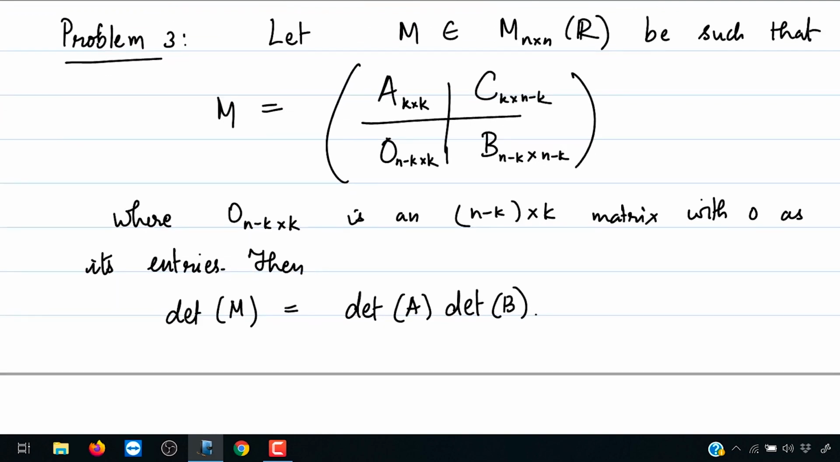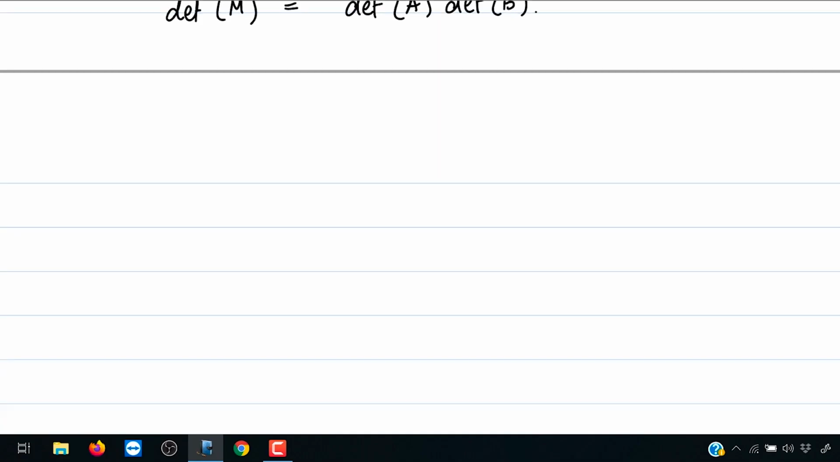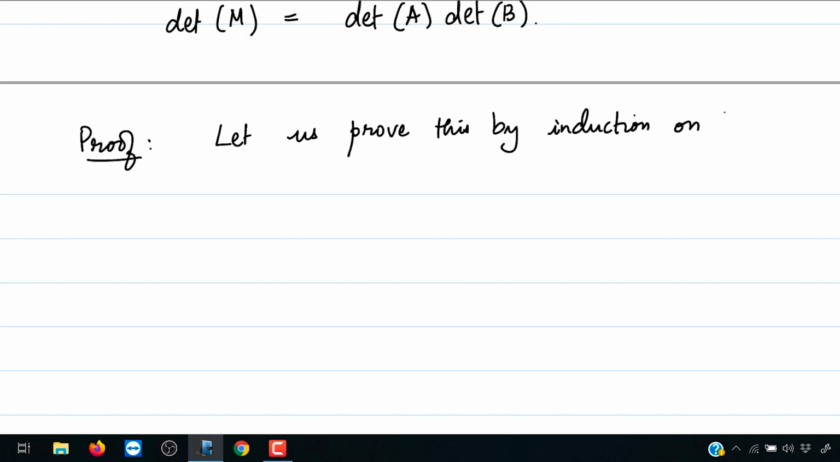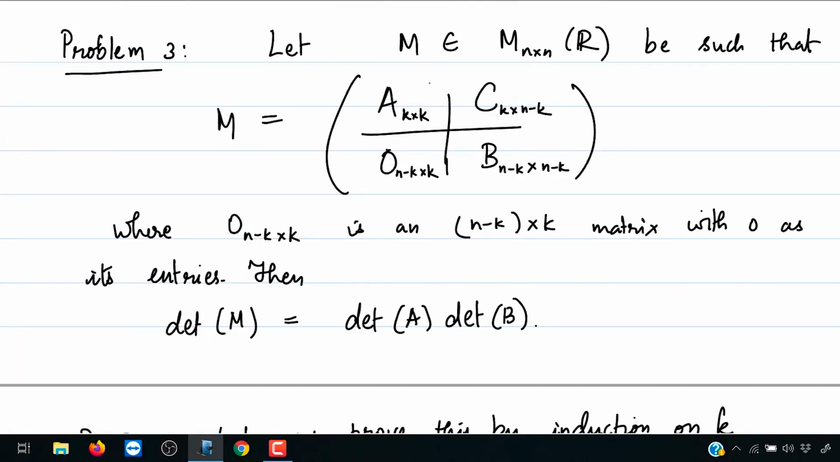So notice once more that our M is in a block matrix form. So the proof is by induction. So let us prove this by induction on k. What was k? k was the size of the matrix A here. So we will prove it by induction on this k.